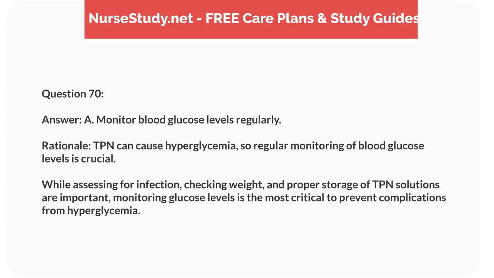Rationale: TPN can cause hyperglycemia, so regular monitoring of blood glucose levels is crucial. While assessing for infection, checking weight, and proper storage of TPN solutions are important, monitoring glucose levels is the most critical to prevent complications from hyperglycemia.